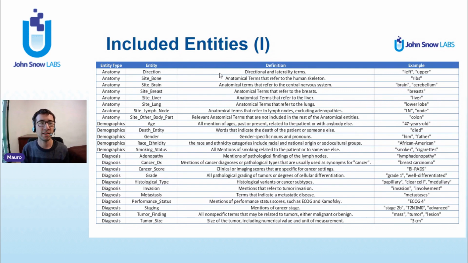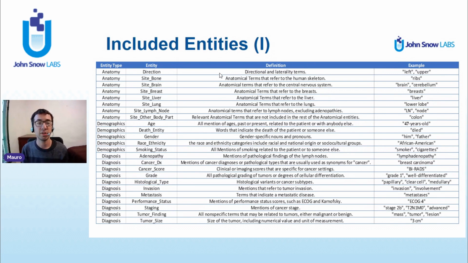So we have anatomical entities, including direction, which extracts things like left, right, upper, lower, and then other entities for bone, brain, breast, etc. Demographic entities for age, gender, race, ethnicity, smoking status. Also one entity for death. This is to extract words like died or any word referring to someone dying.